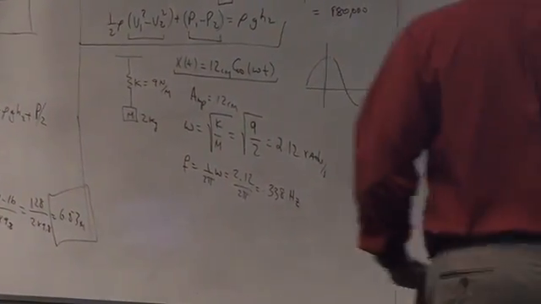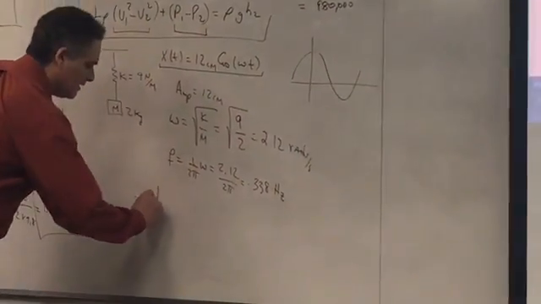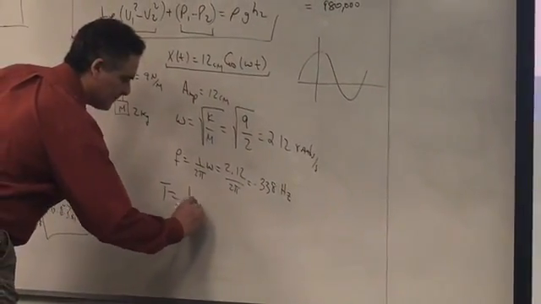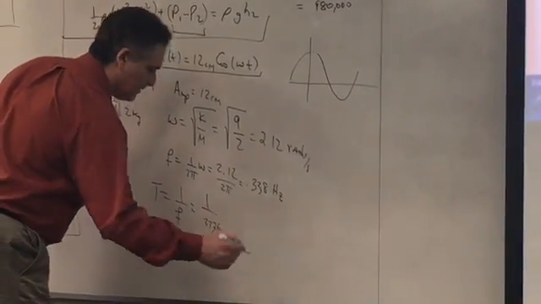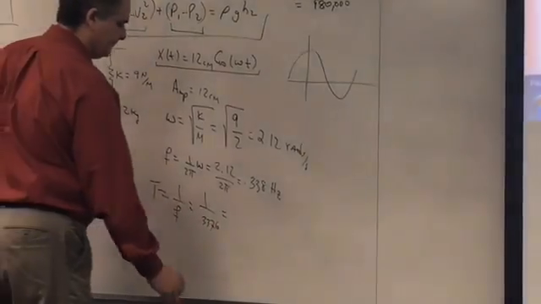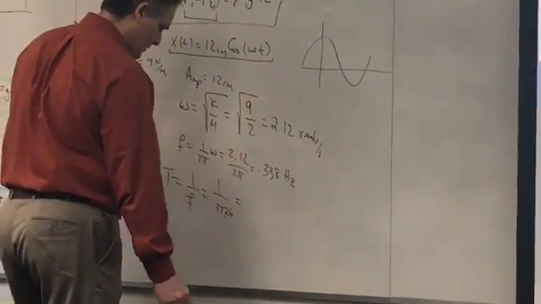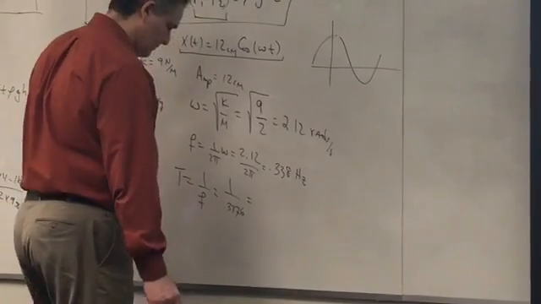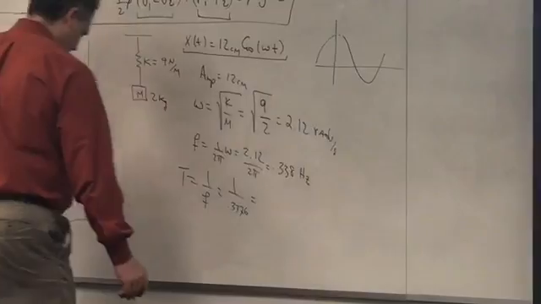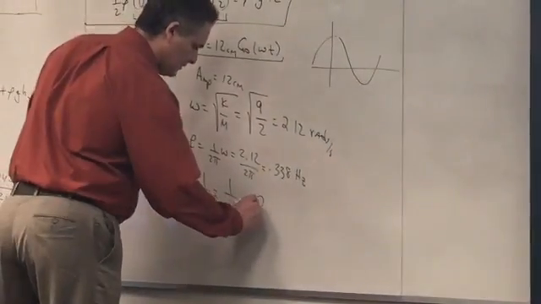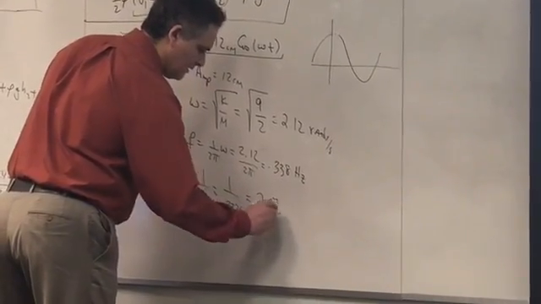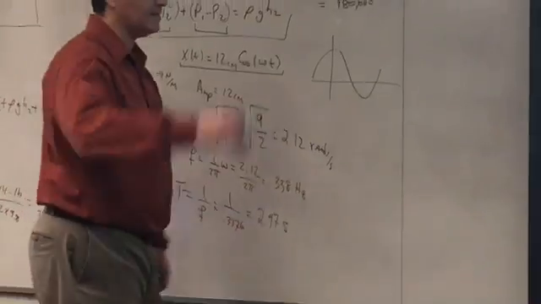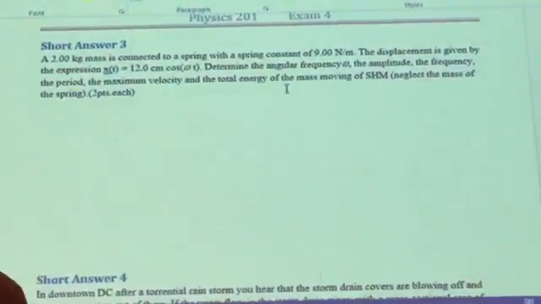And the period by definition is 1 over the frequency. So the period is 1 over 0.3376, which is close to 4. It's 2.967, so 2.97 seconds. So every 3 seconds, it makes 1 cycle. And then it asks for the maximum velocity, total energy, and so on.